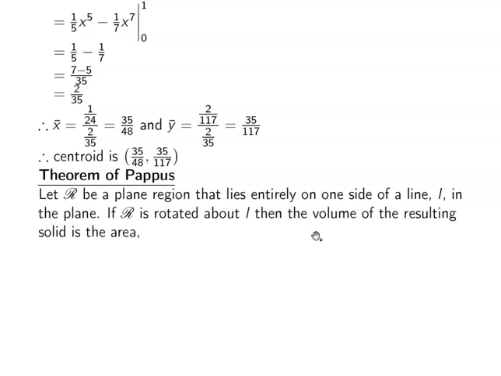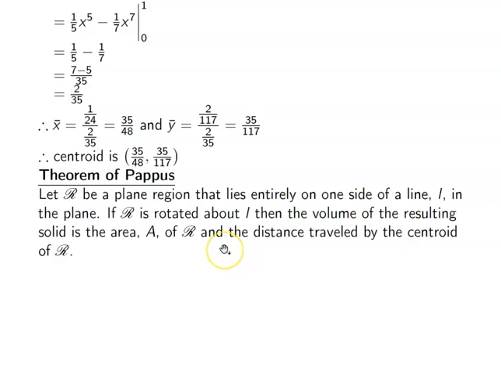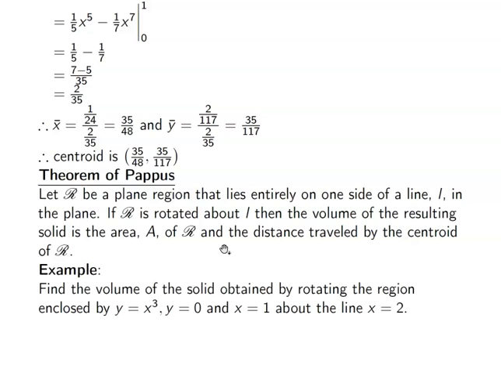If R, this plane region, is rotated in three space about that line that R lies above, then the volume of the resulting solid, okay, so remember, you rotate a two-dimensional object in three dimensions, you get a solid, right? And the volume of that solid is the area A of R, the plane region, times the distance traveled by the centroid of that region. Okay, so example, find the volume of the solid attained by rotating the region enclosed by y equals x cubed, y equals 0, and x equals 1 about the line x equals 2.